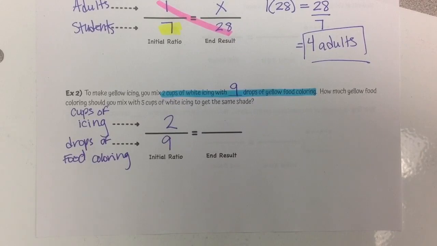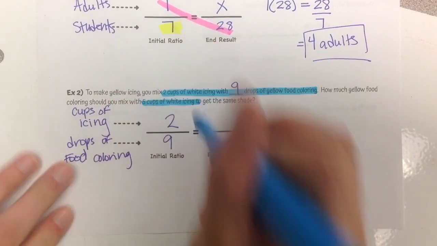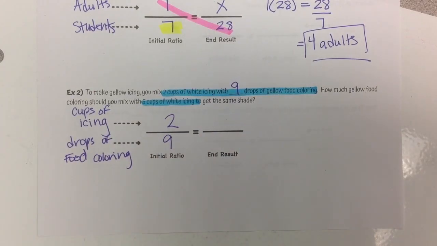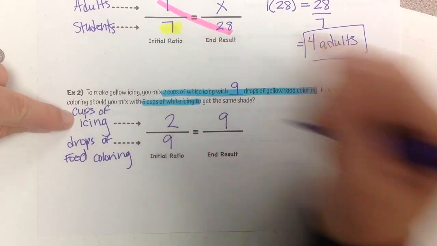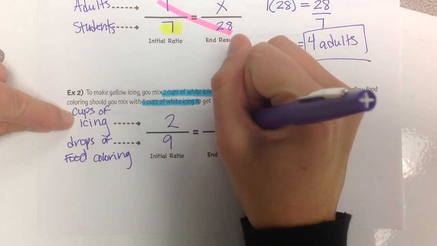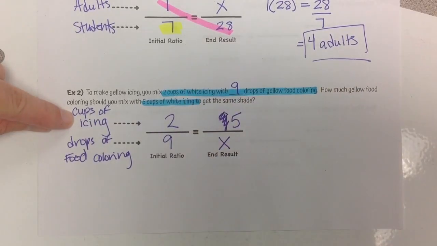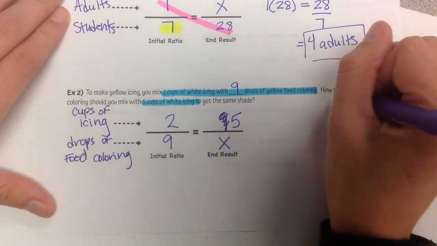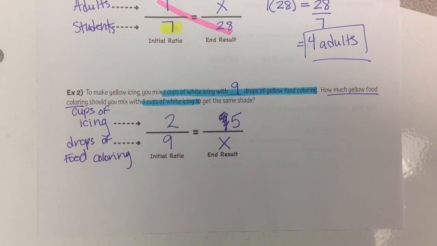Then I'm looking for the other number that is given to me. I see 5 down here. And what is that 5 talking about? It's talking about cups of white icing. Well, we put icing on top. So the 5 is going to go on top, which means we are solving for drops of food coloring. And if you look, it says how much food coloring. Now we've got a proportion that we can solve.